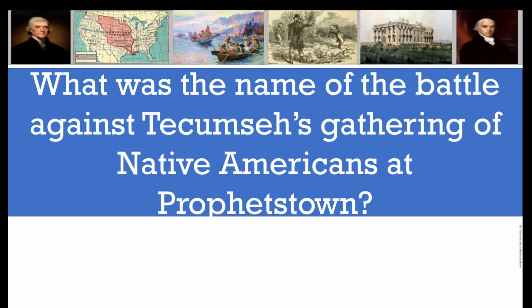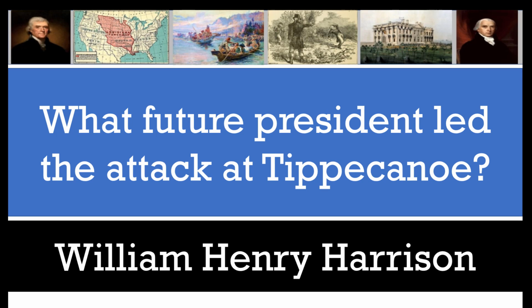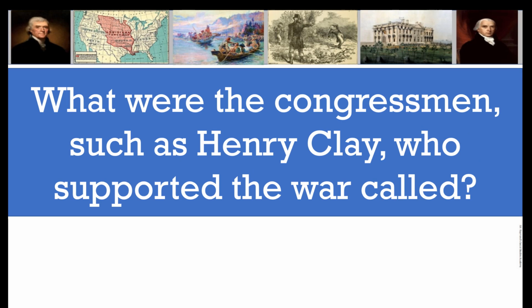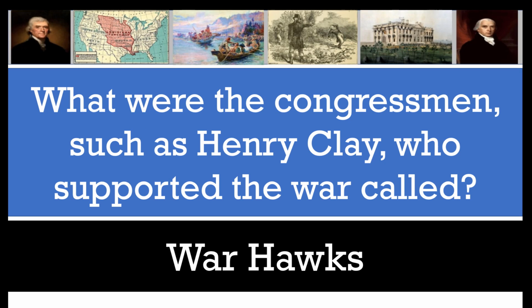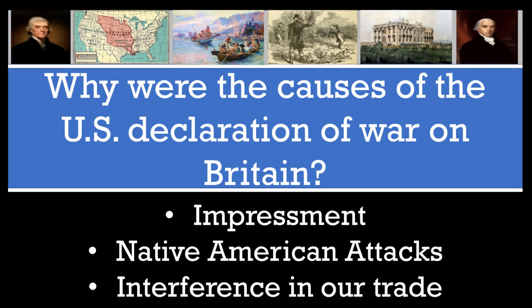Tecumseh. What was the name of the battle against Tecumseh's gathering of Native Americans at Prophetstown? Tippecanoe. What future president led the attack at Tippecanoe? William Henry Harrison. What were the congressmen such as Henry Clay who supported the war called? The War Hawks. What were the causes of the U.S. declaration of war on Britain? Impressment, the Native American attacks in the West, and interference in our trade.